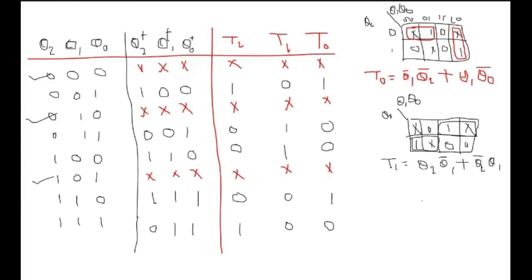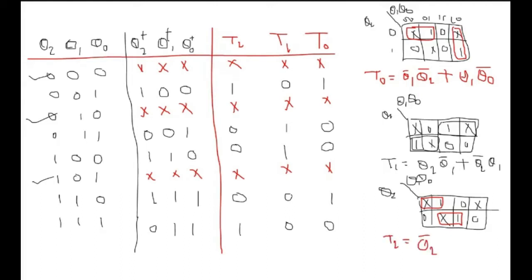Talking about T2, 3 variable K-map again: X1, X0, 0X01. Same convention we are following in all 3. I can have this pairing and this pairing. These two will be the pair. So my T2 will be in this case Q2 bar Q1 bar plus Q2 Q0. So I have obtained the expressions for T0, T1 and T2.